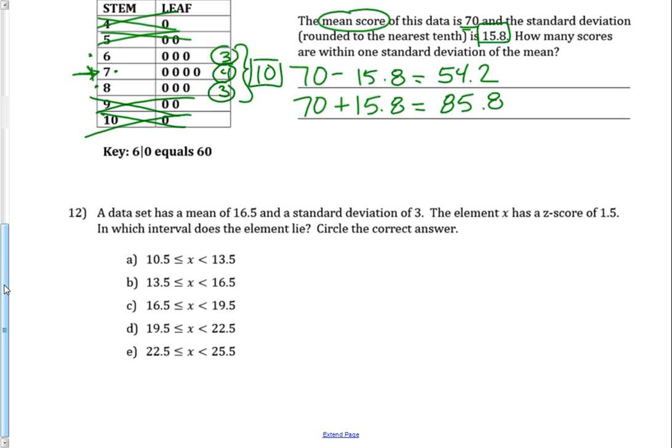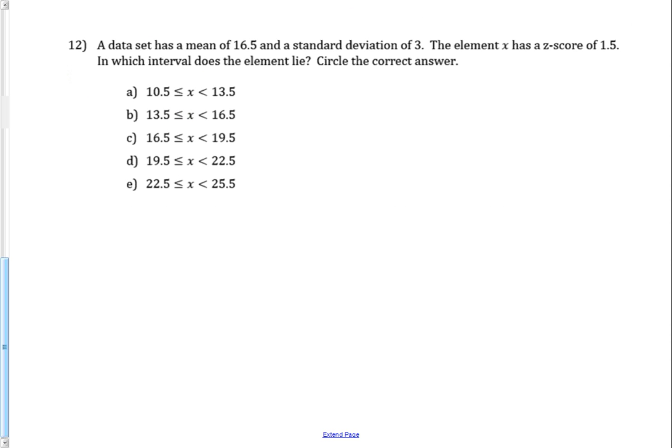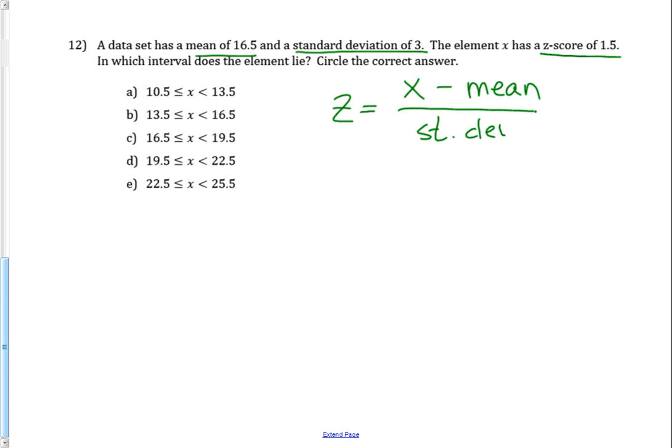Number 12, this is also something we will learn about over the next couple weeks. Mean of 16.5, standard deviation of 3, z-score of 1.5. The z-score is a formula. Z is equal to the observation minus the mean divided by the standard deviation. Once again, pretty straightforward. We will cover it in class, but this is a formula that you want to know and want to be familiar with. Not a formula you have to memorize, as it will be on the SOL formula sheet, but you need to know how to work with it.